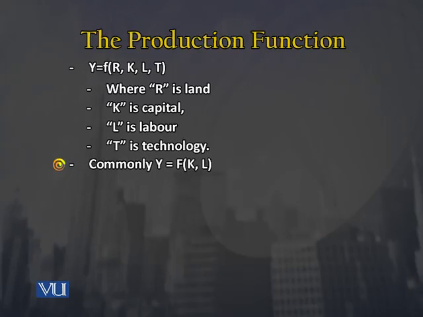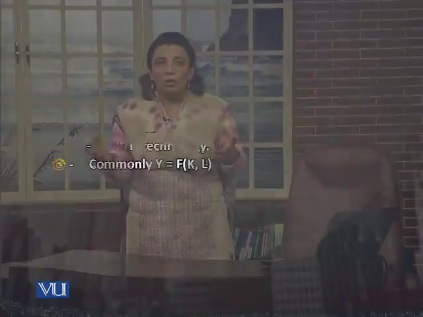For simplicity's sake, we commonly take into account only two factor inputs. We club land into the capital, and K also accounts for the wealth, which is considered in terms of land ownership. Similarly, when we talk about technology, that is also accounted for as a separate entity in the production function in the form of different notations, which I'm going to describe to you later on.